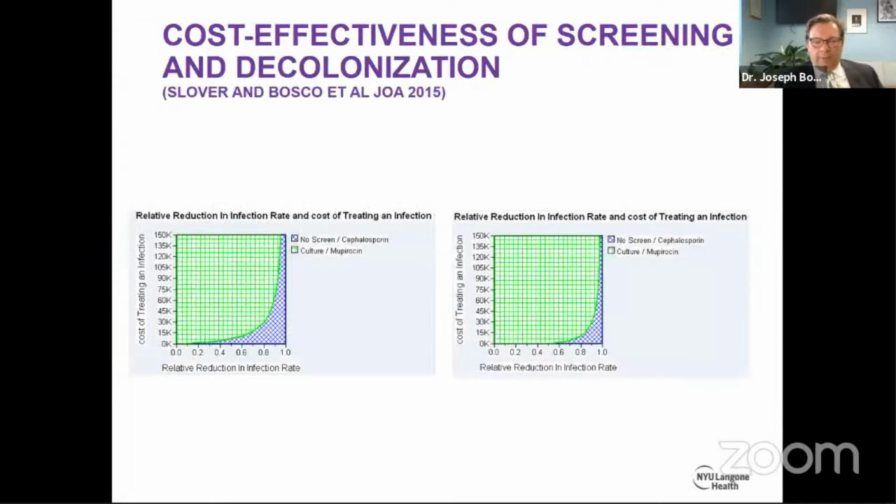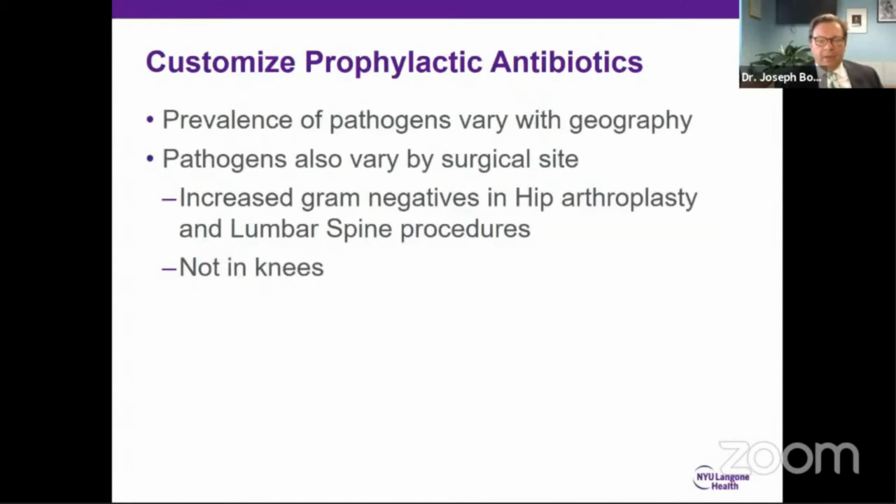Jim Slover published this study. Basically, these are graphs that show that the povidone iodine is very inexpensive, it's $10. The culture itself is $10, so it's $20 a patient. And if you decrease the infection rate by 0.1%, it's cost effective. And so certainly in this age where we look at the value of everything we do, there is cost effectiveness as well. So we do think it's important to decolonize patients when they come in for their hip and knee replacements, especially if these patients have been institutionalized before.